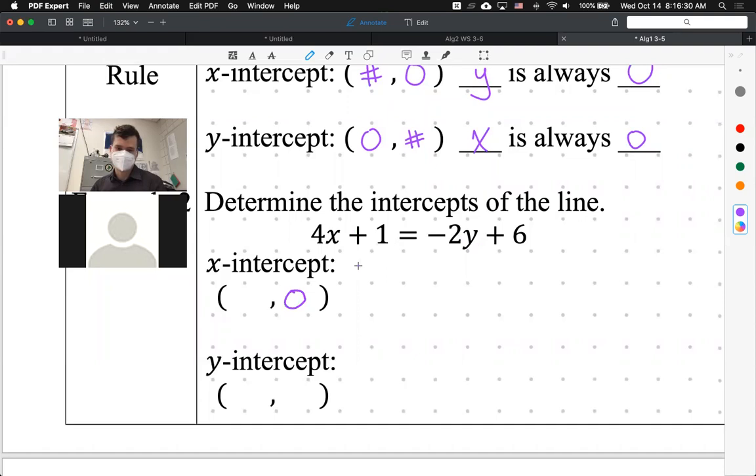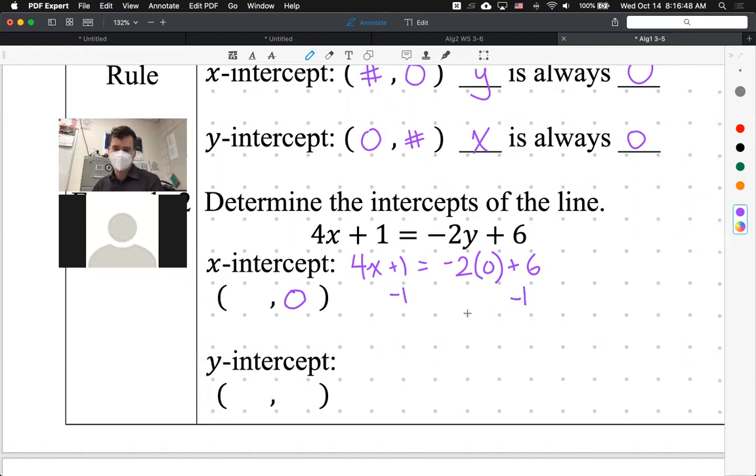Let's go ahead and write it down. So this is now 4x plus 1 is equal to negative 2, not y anymore. This is substituted for a 0 plus 6. What would you do next, Jose? I will subtract 1 from both sides. Okay, so minus 1, minus 1.